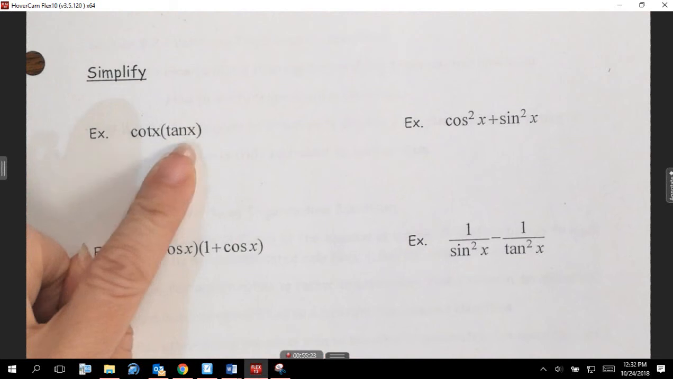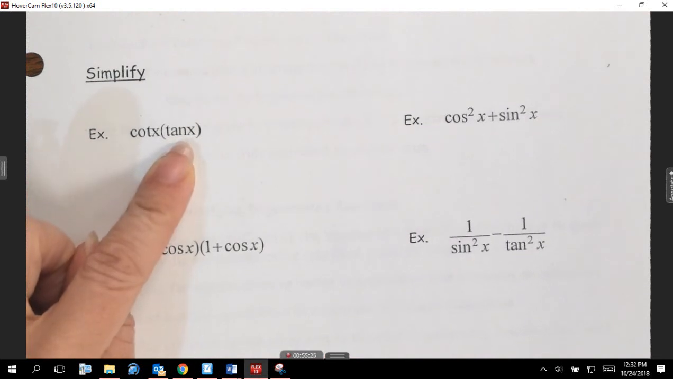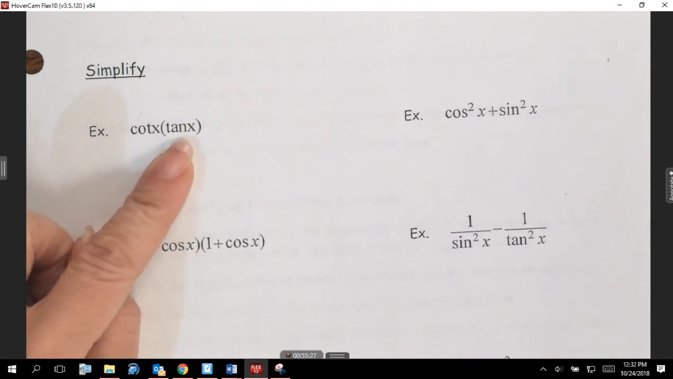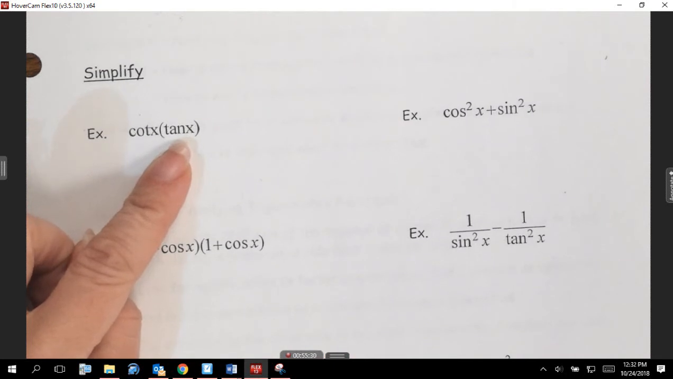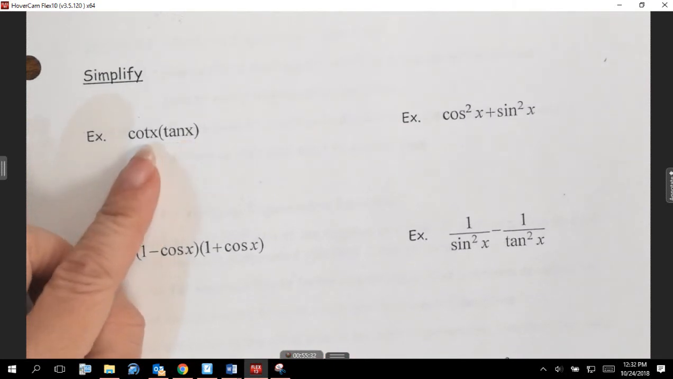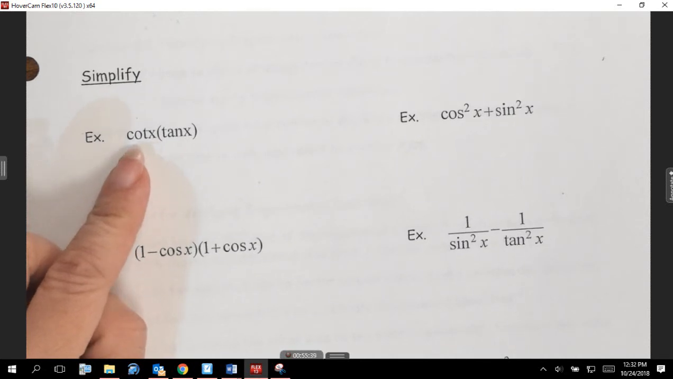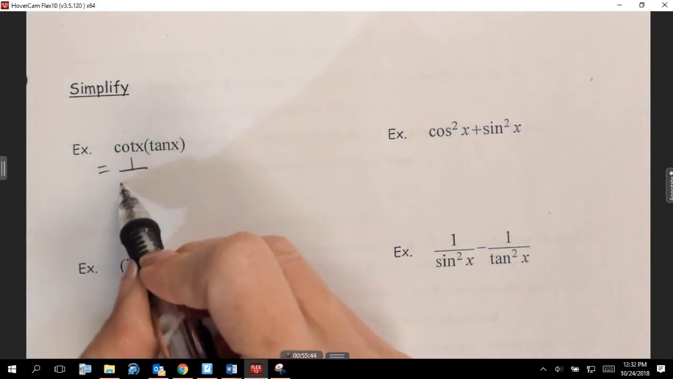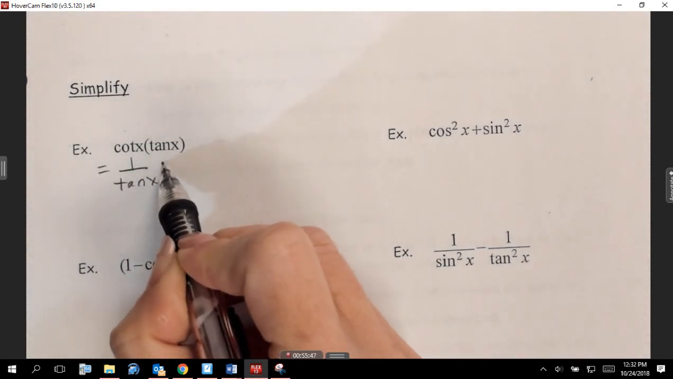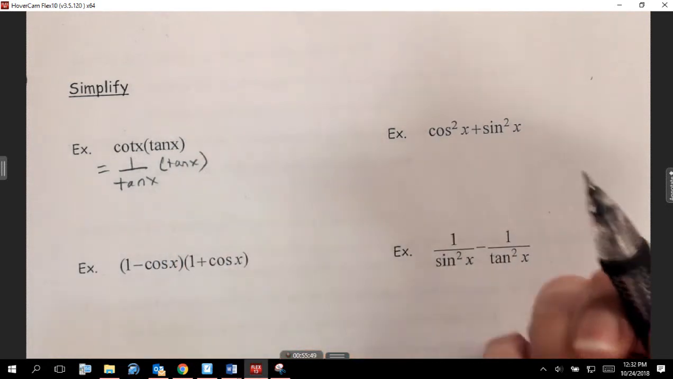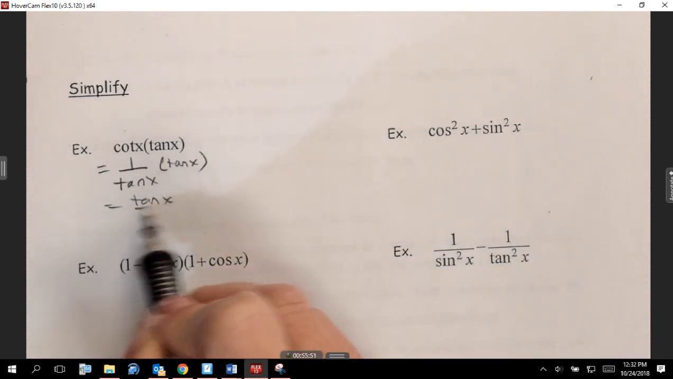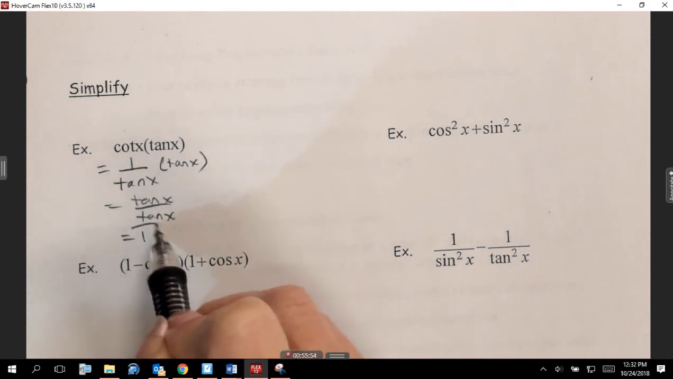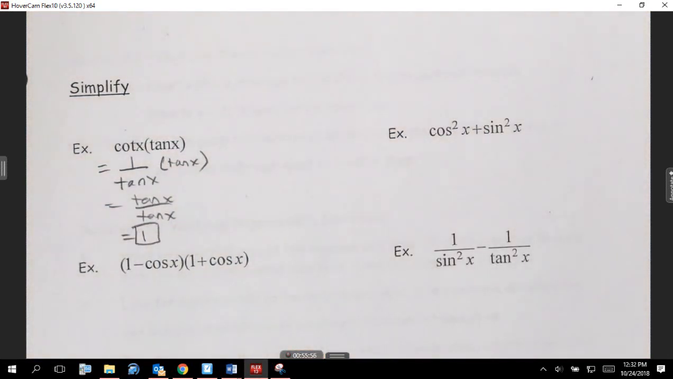Okay, so I look at cotangent x multiplied by tangent x. Anybody have an idea of how I can simplify this so it's one number or one trigonometric function? Yeah. Tangent x over tangent x. So we're going to talk through this. You are taking cotangent x and writing it as 1 over tangent x. So that's what I need to see. Which is going to give you tangent x over tangent x, which is 1. So we have a simplified version of that.